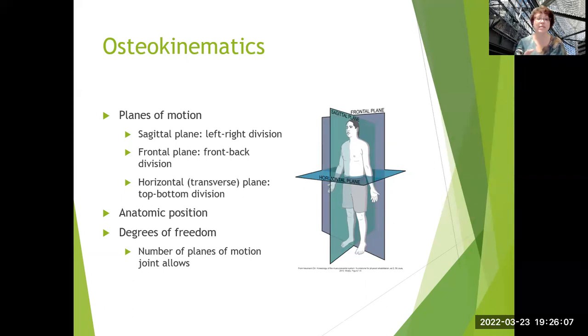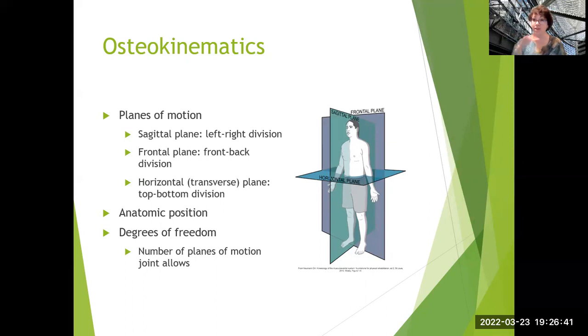The degrees of freedom are the number of planes of motion that a joint allows. So a classic example of 1 degree of freedom is the elbow. It moves in the sagittal plane, flexion and extension. And so it has 1 degree of freedom. The shoulder, on the other hand, moves in the sagittal plane, moves in the frontal plane, moves in the horizontal or transverse plane. So the shoulder has at least 3 degrees of movement, as does the hip.